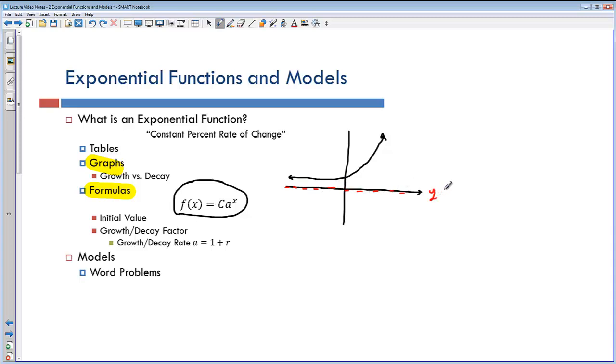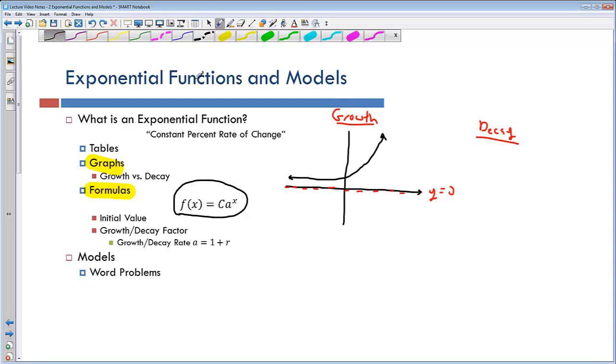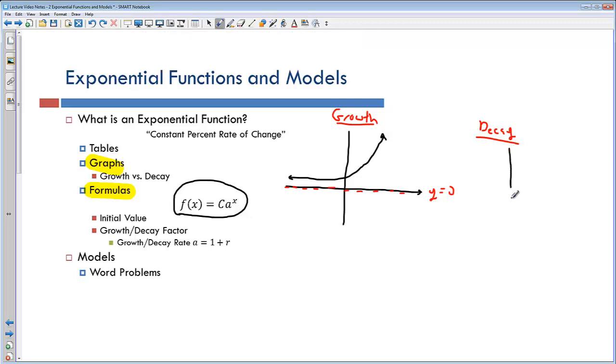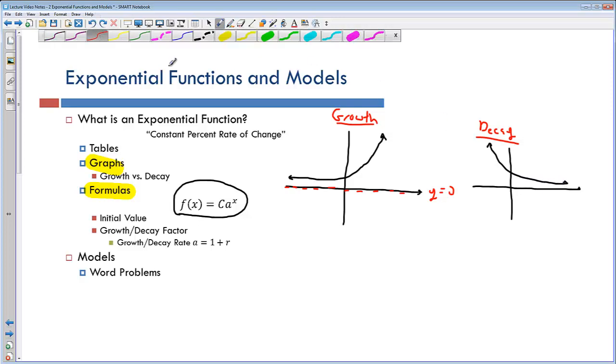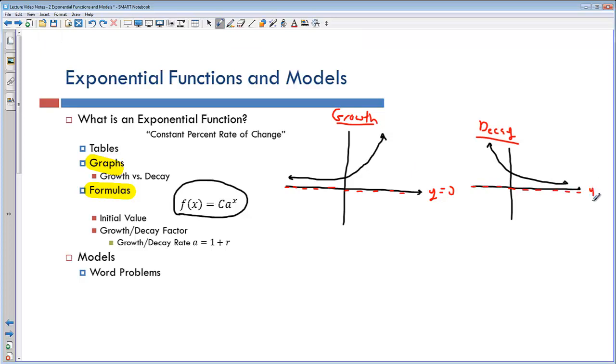And this is what we mean by growth. And of course, there's also decay. Decay looks kind of similar, it just goes the other way. We can give an example of decay over here. Instead of going up, it's going to go down. It's going to come up and then go down like this. It also has a horizontal asymptote at y equals 0, so I'll draw this little horizontal asymptote here at y equals 0.